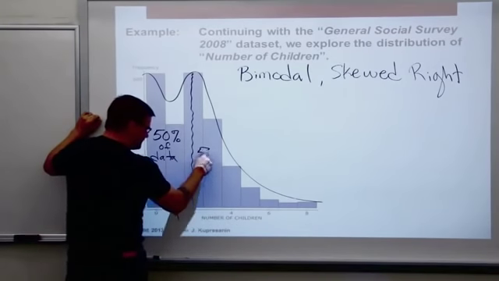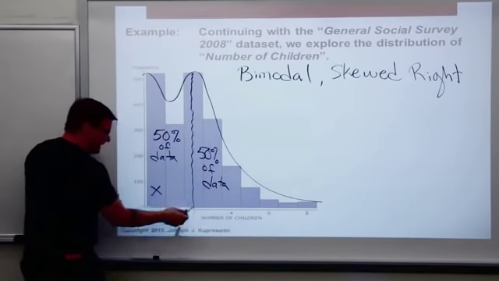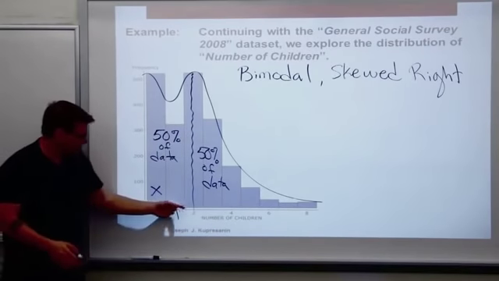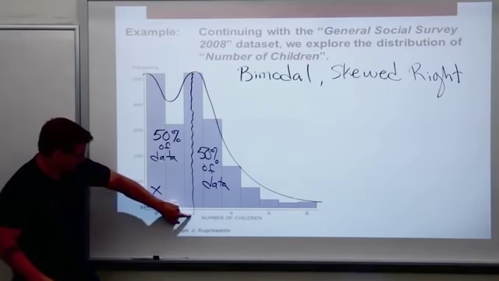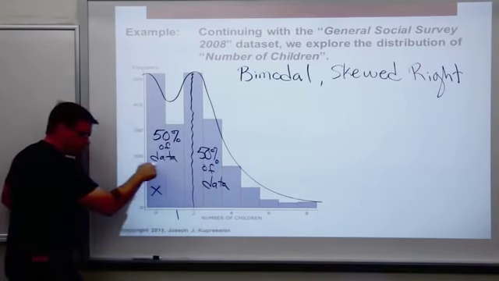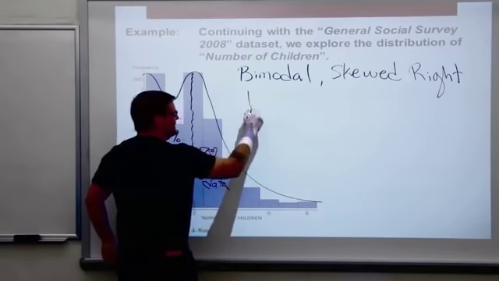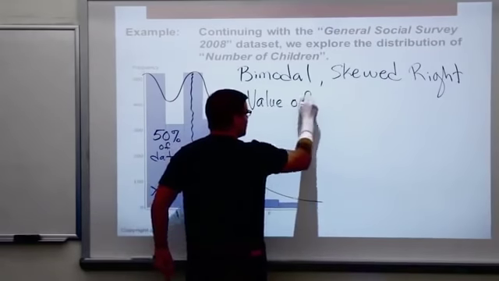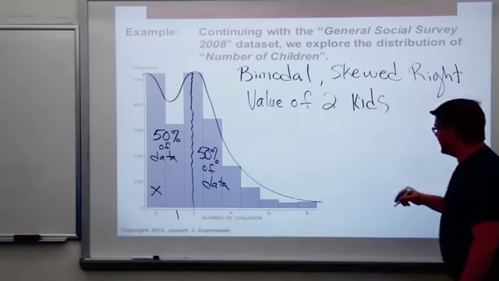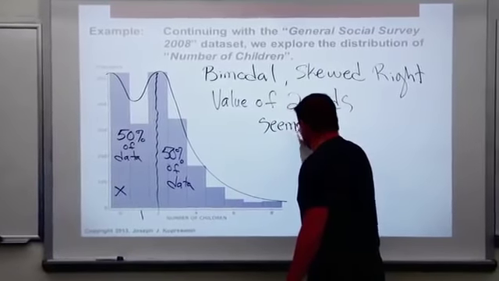About half of the data, half of the people in the data set have about 2 children or more. So if you wanted to pick a number that describes the center, that would be a good number. I'm trying to put the line to split the blue of the histogram up into 2 equal pieces. Okay, so a value of 2, I'll just say kids because that's easier to write. A value of 2 kids seems to describe the center.